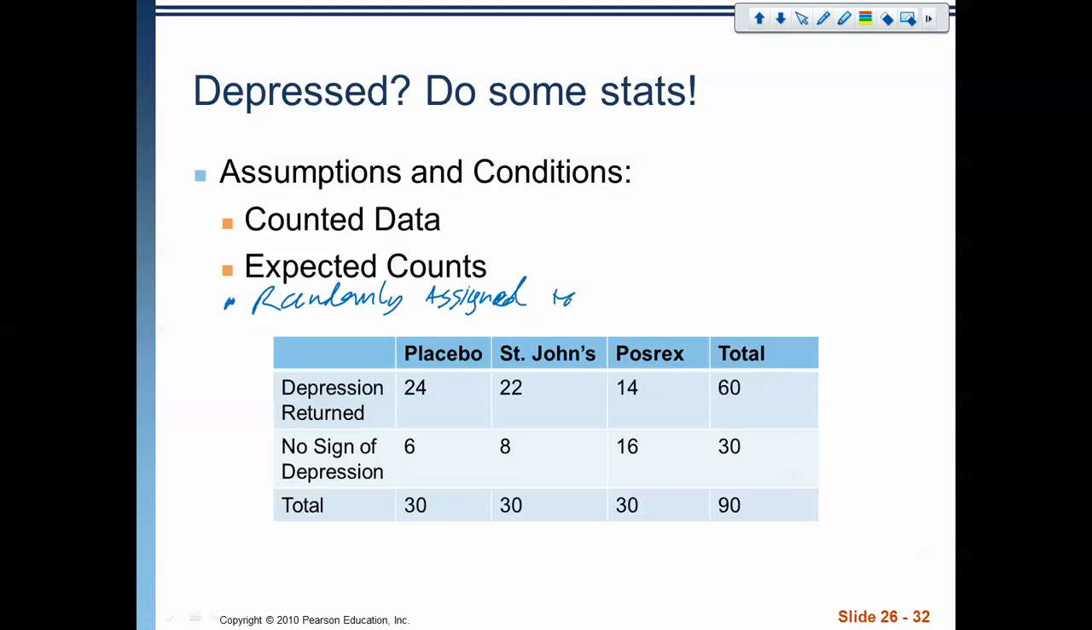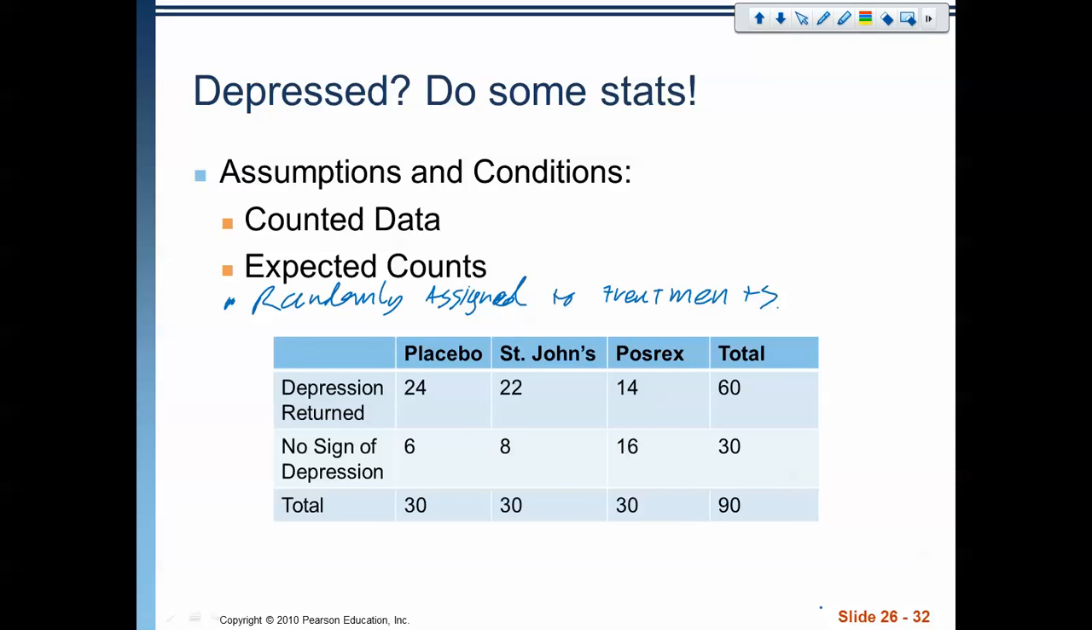So we do technically have some ability to generalize in this one. They were randomly assigned to treatments. But we do want to talk about expected counts here. So there's a logic behind the expected counts. The logic being, if we're talking about all three of them being the same across the three occurrences, we would expect this total to be proportionally split across each of the categories here.